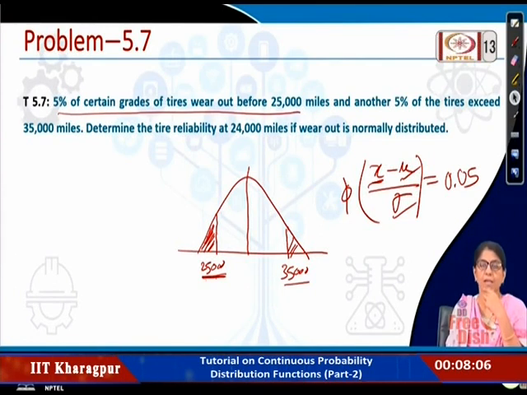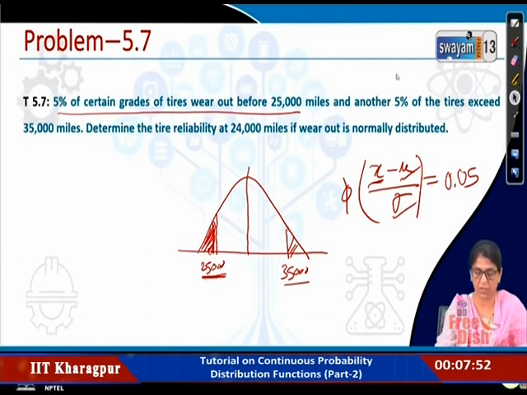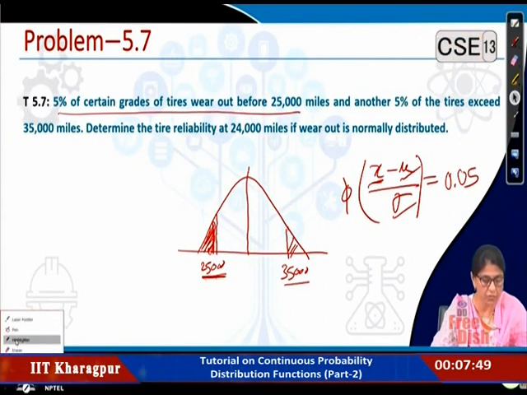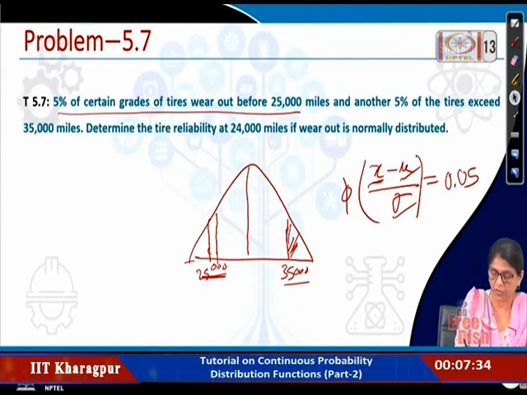Now determine the tire reliability at 24,000 miles if wear out is normally distributed. So I have to find the tire reliability at 24,000 miles. 24,000 miles means it will be somewhere here. First let me rub this, then it will be easier for me to show. This was 25,000. So I need 24,000 miles. If this was 25,000, then 24,000 will be left of 25,000. So 24,000 will be somewhere here. So I need this one.